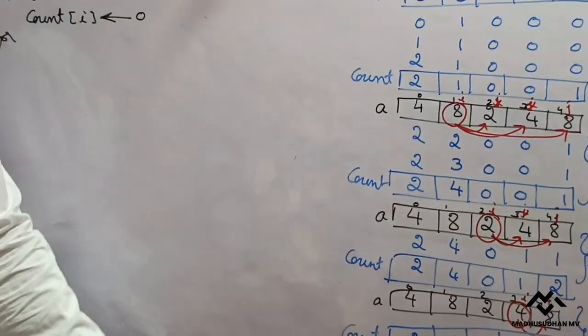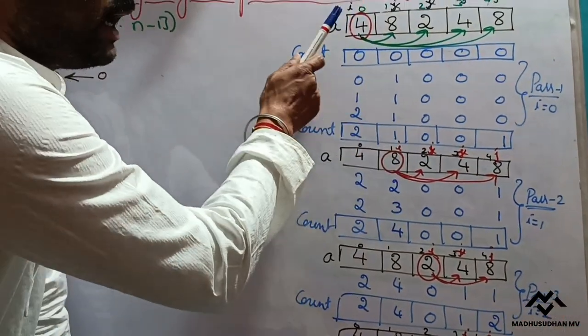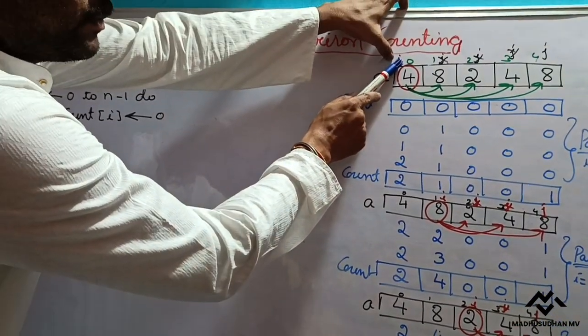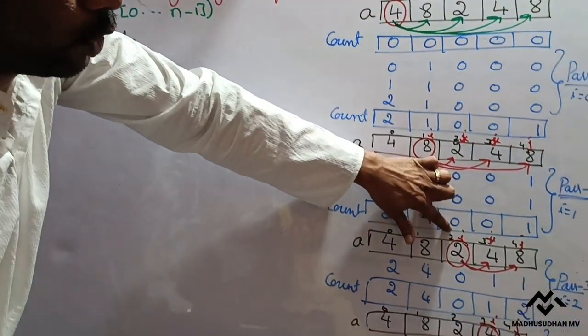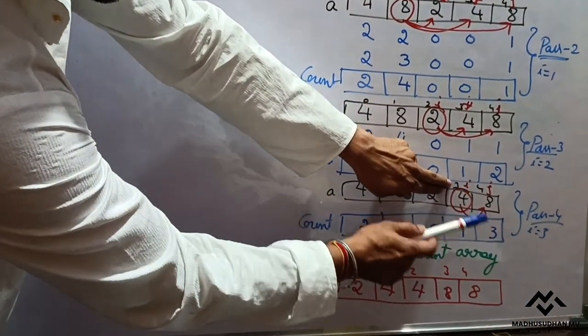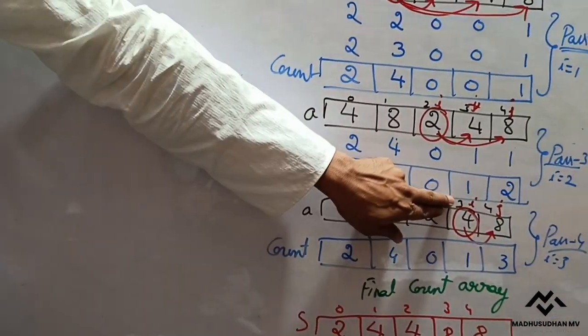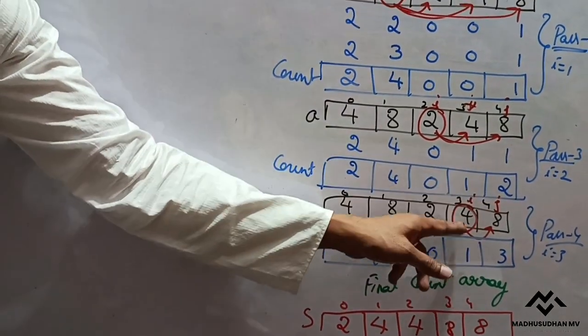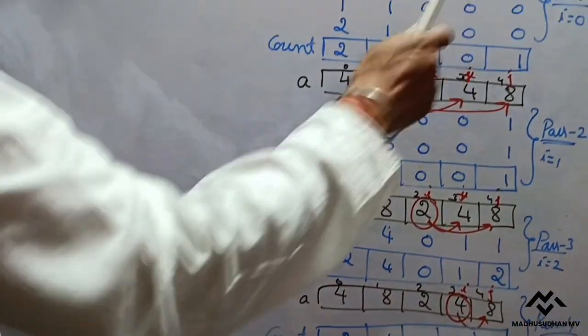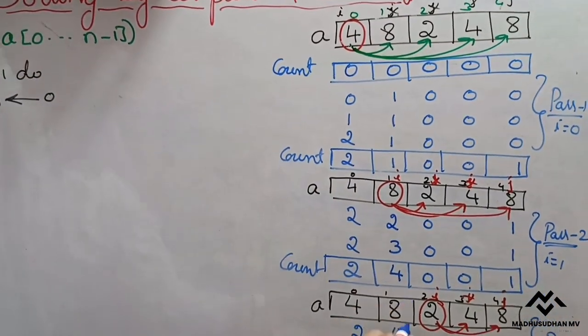So n minus 1 passes, but since I started i from where? 0. So next i is equal to 1. If you observe, i is equal to 1. Next i is equal to 2. Next i is equal to 3. I stopped here only. I have not selected the last item. That means I stopped taking i from the last position. Suppose, see, if you started instead of pass 1, pass 2, pass 3, pass 4.